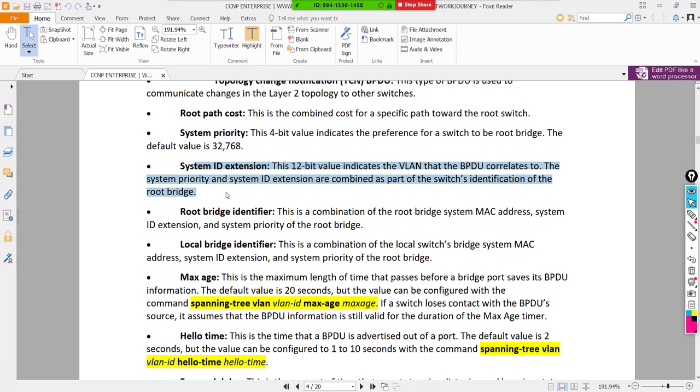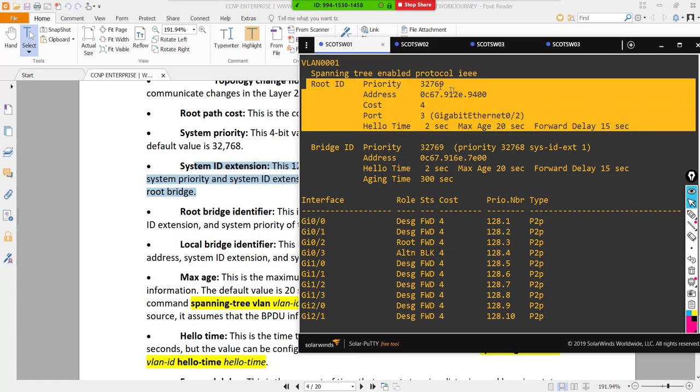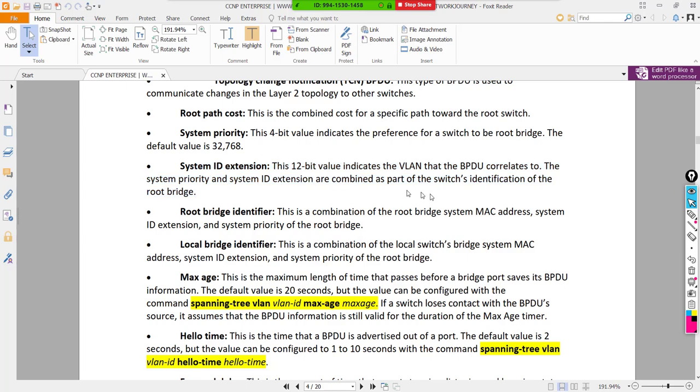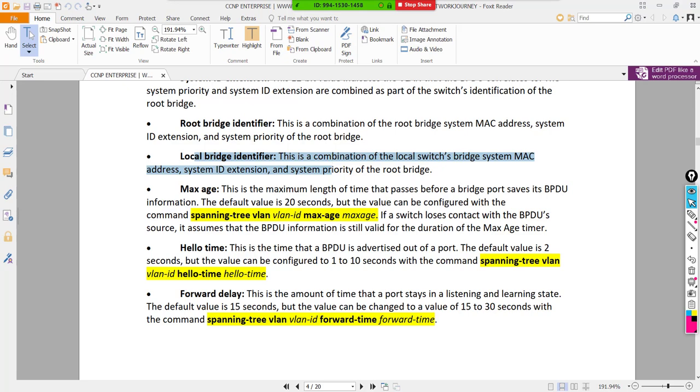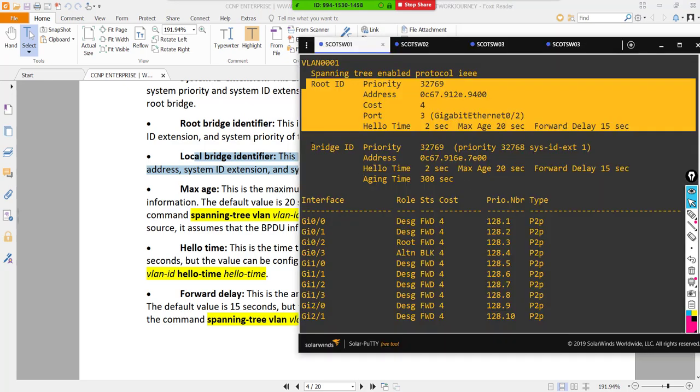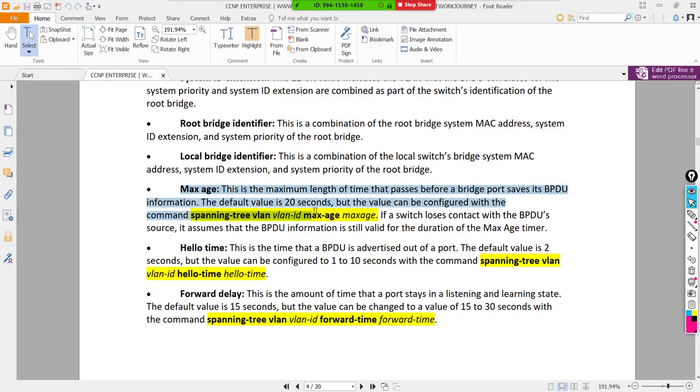Root bridge identifier is a combination of MAC address, system ID, and system priority. Where do we see that? We see it over here, root identifier. It holds the information of the root bridge switch: a combination of priority, MAC address, cost, port number, hello timer. What is local bridge identifier? It's also called bridge identifier. That is this value, the local information of the switch. As I told you, max age is nothing but the hold timer. The BPDUs will be sent every 2 seconds.